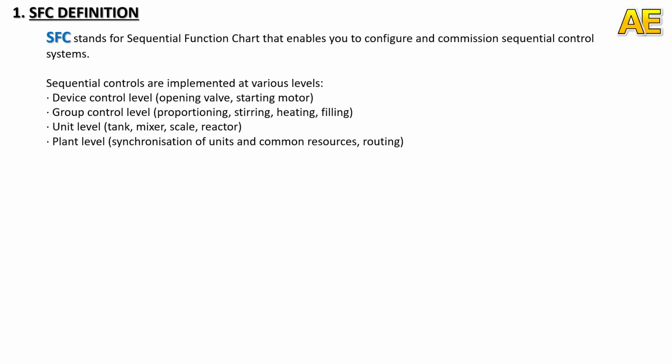First is the device control level, for example, opening the valve, starting the motor. The second is the group control level: proportioning, stirring, heating, fueling. And the third one is the unit level. The unit can be a tank, a mixer, a scale, a reactor. And the final one is the plant level, for example, synchronization of the units and the common resources, routing.